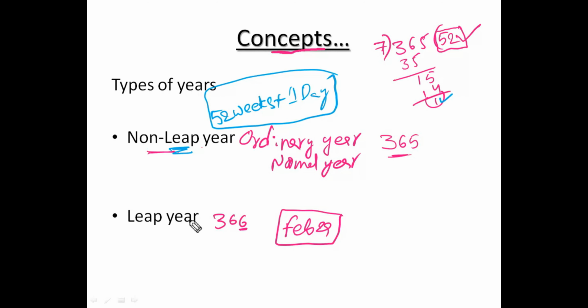Automatically, a leap year consists of 366, one more extra day, so 2 days. But there is no difference in weeks. So a leap year consists of the same 52 weeks plus 2 extra days.